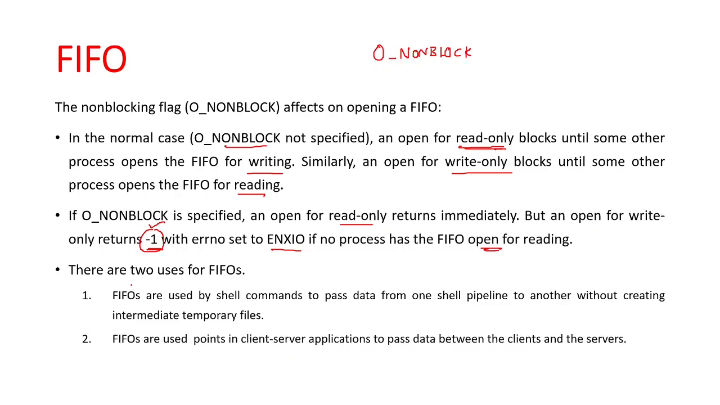And there are two uses of FIFOs. The first one is that FIFOs are used by shell commands to pass data from one shell pipeline to another without creating intermediate temporary files. The other use is that FIFOs are used as meeting points in client-server applications to pass data between the clients and the server. So this FIFO is a meeting point between the clients and the server to communicate with each other, so that the client can send the request and the server can send the responses through the FIFO. These are the two uses of FIFO. Let us see each one of these.